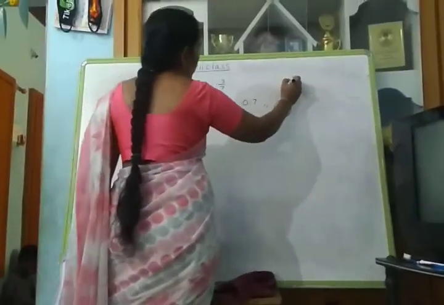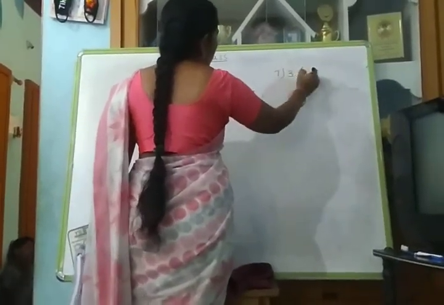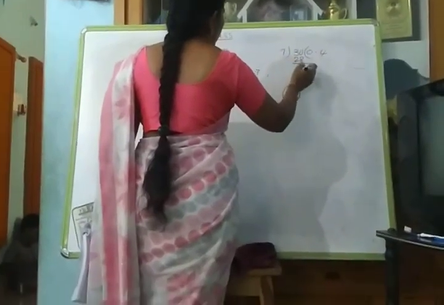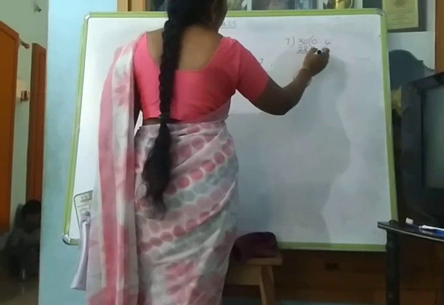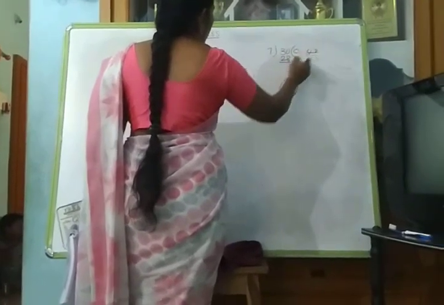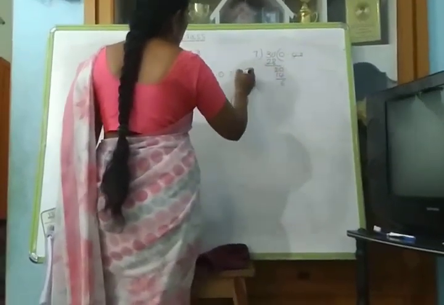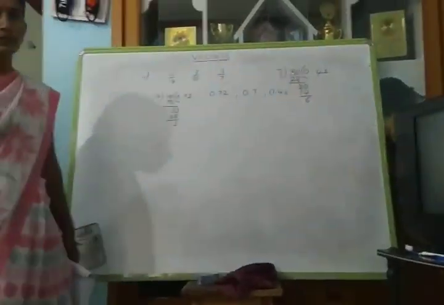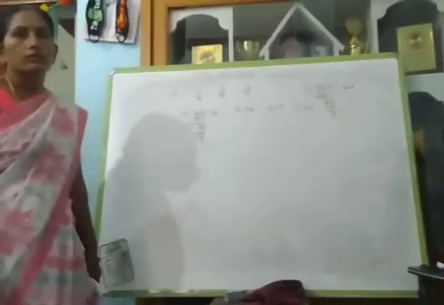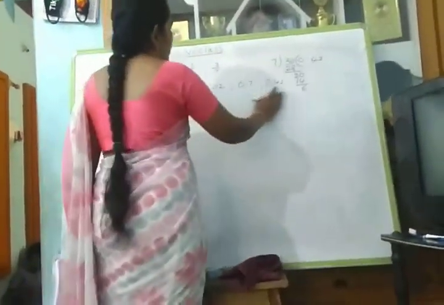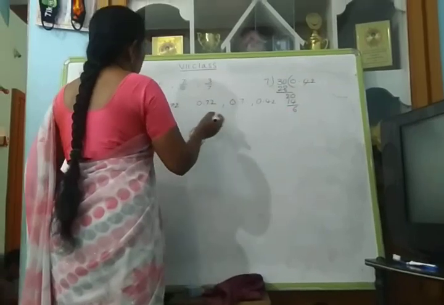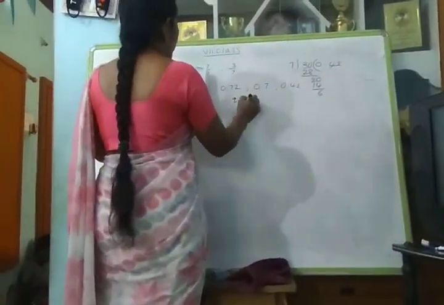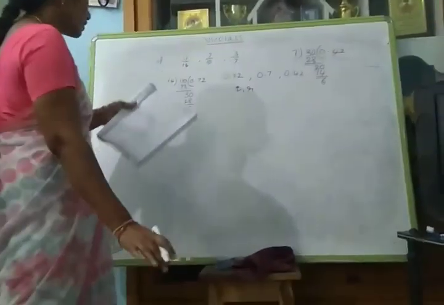3 by 7 means 7 4s are 28, 2 20, 7 2s are 14, 6. So 0.42. Now these are arranged in which order? Descending order, greater than. So for this also which one is correct? Q and R.